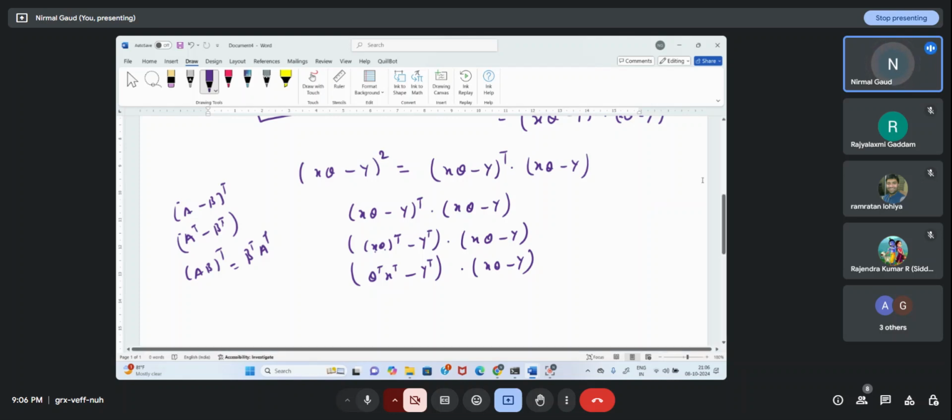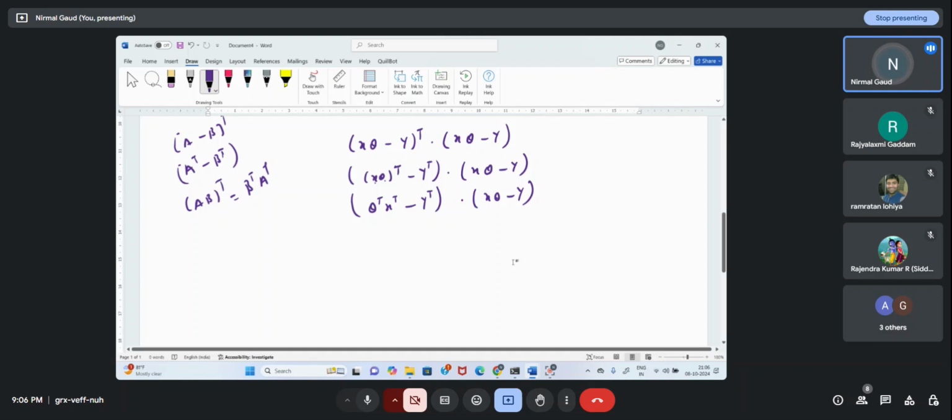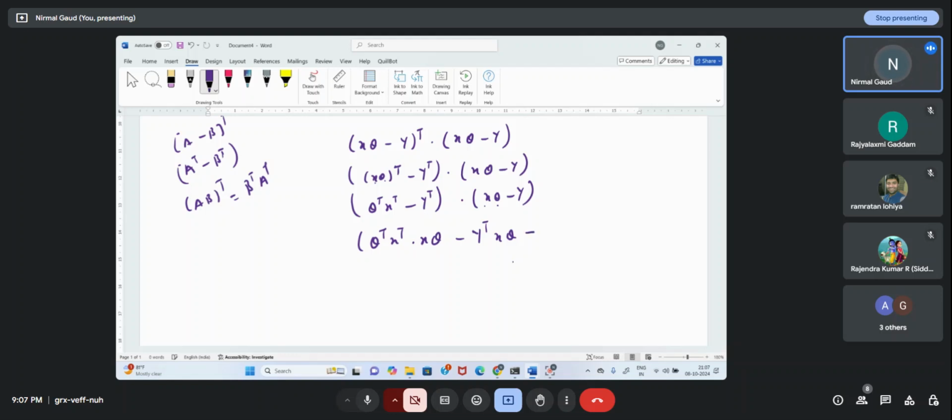Okay, and then we can perform the multiplication here. Not cross multiplication, we can multiply the brackets. So this x theta can be multiplied by these: theta transpose x transpose dot x theta, and this x theta can be multiplied here: y transpose x theta. Then y can be multiplied with this: minus theta transpose x transpose y and minus y transpose y. This is how we can perform it.